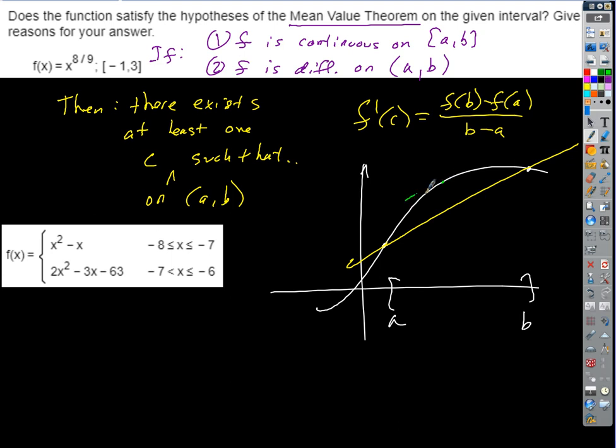So on our picture here, it looks like it'd be right about there, I guess. That looks reasonably parallel. So that's going to be our value of C, right? So that average slope is equal to the instantaneous rate of change. The average rate of change equals instantaneous rate of change. Okay? So those are the criteria.